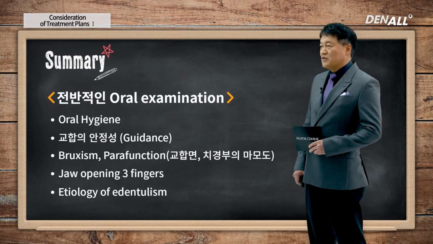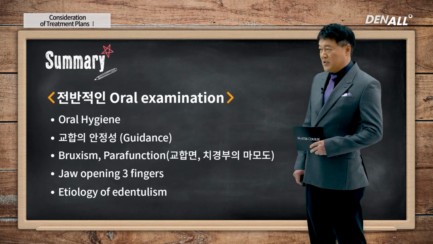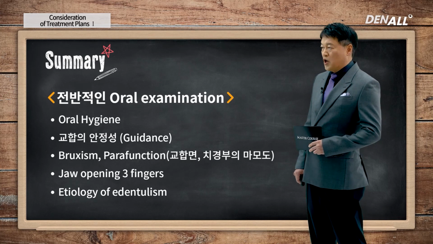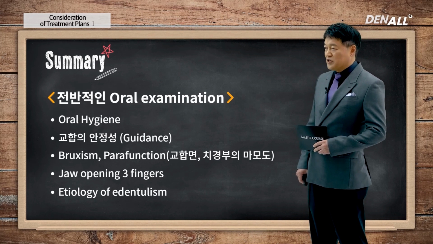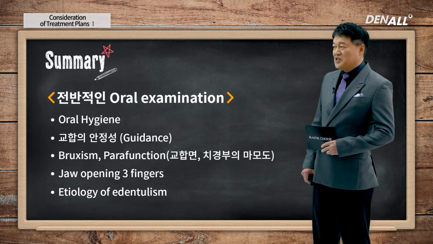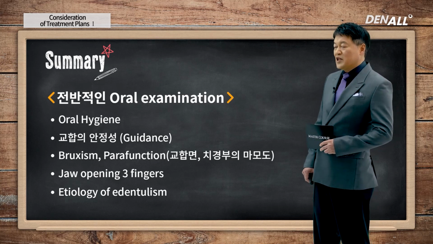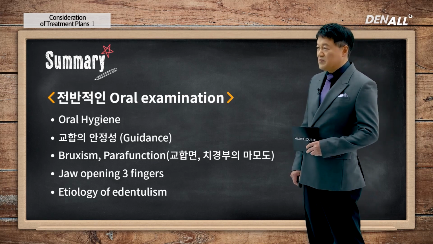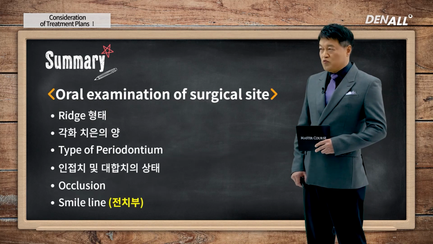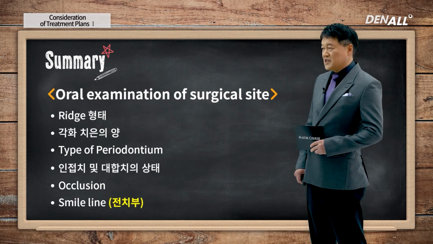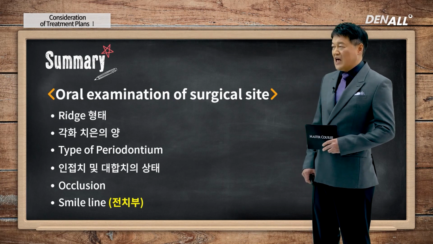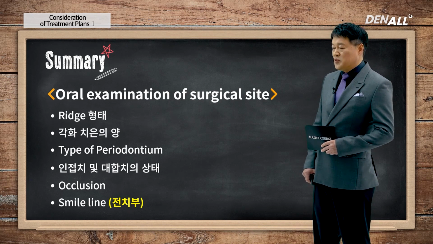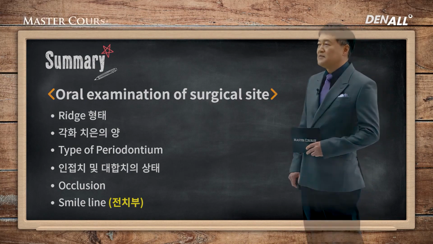Let's look at the summary. First, in preoperative consideration, you have to examine the general oral status. You need to look at the hygiene and stability of occlusion, whether the patient has bruxism or parafunction, and whether 3 fingers can go in, whether the patient's mouth can open well. You need to figure out what caused extraction. Also, at site for surgery, you need to check the shape of ridge and the amount of keratinized tissue, type of periodontium, the status of adjacent and opposing teeth. In the upper anterior, especially the smile line needs to be evaluated.